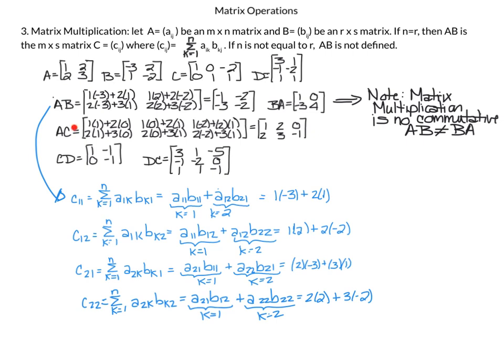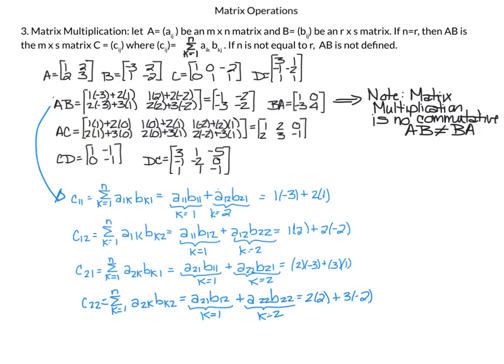Then you can see I have AC. So I'll do this just kind of multiplying row by column, AC. So for the first row, first column, I take the first row of A, multiply by the first column of C. So I have 1 times 1, 2 times 0. For the first row, second column, I'm going to take the first row of A, multiply by the second column of C. So I have 1 times 0 plus 2 times 1. For the first row, third column, first row of A times third column of C. So 1 times negative 2, 2 times 1.